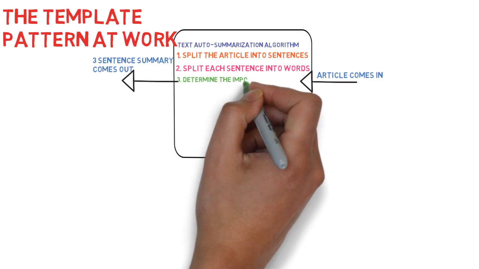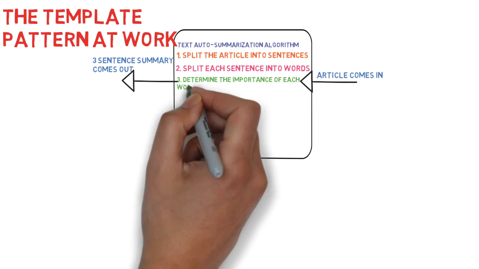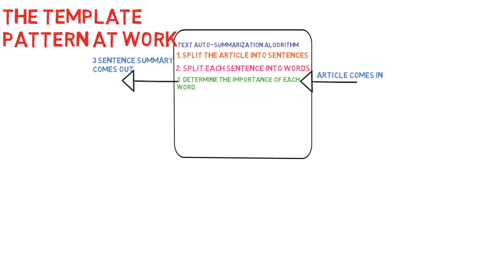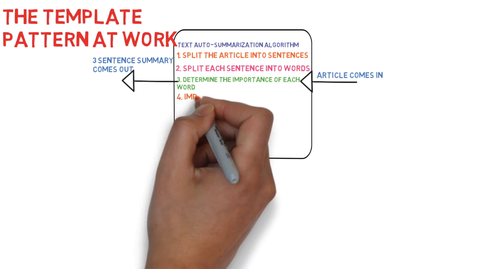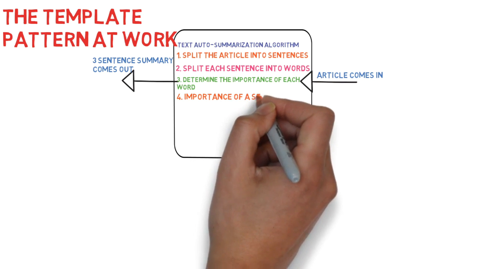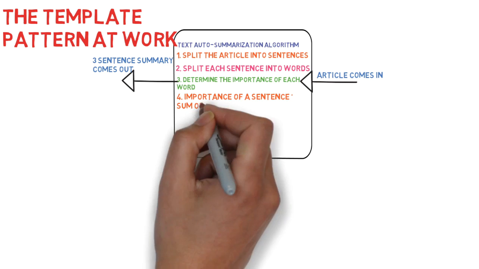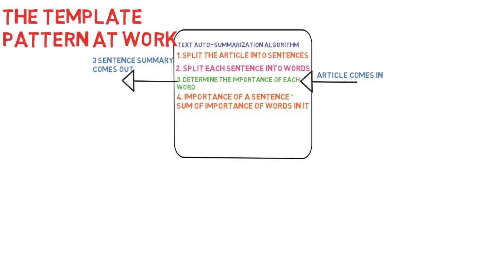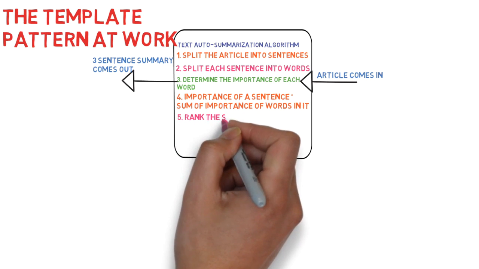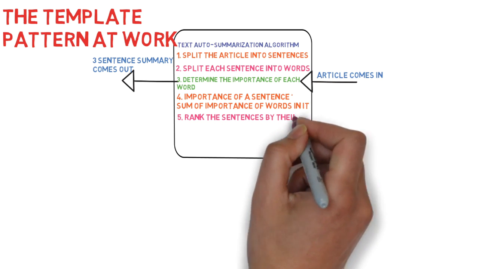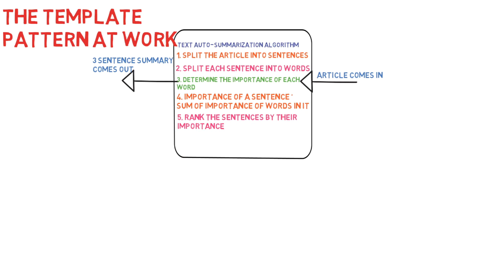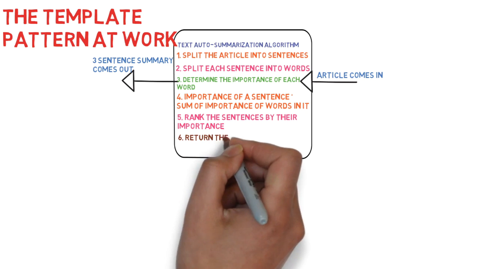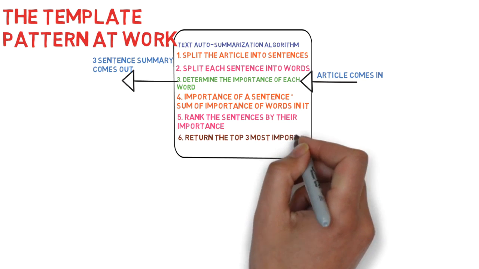We then determine the importance of each word in a sentence. This is a key thing. Note that we don't speak about how a word becomes more important. We just say we determine its importance. Now, the importance of a sentence is the sum of important words in it. So a sentence has a whole number of words. Let's eliminate all the simple ones like a, an, and the. The importance of a sentence is the sum of its important words. The next step is to rank the sentences by their importance. So now we have an importance number associated with each sentence. We can just go ahead and rank the sentences by their importance. And lastly, we return the result, which is the top 3 most important sentences.